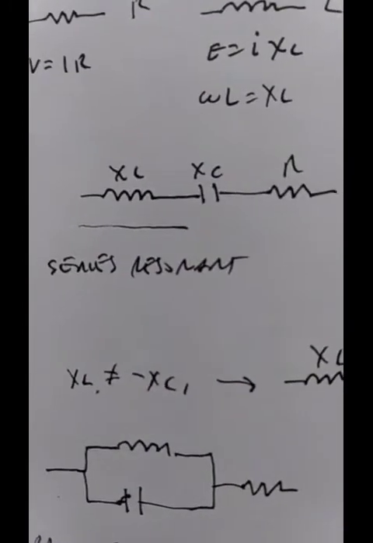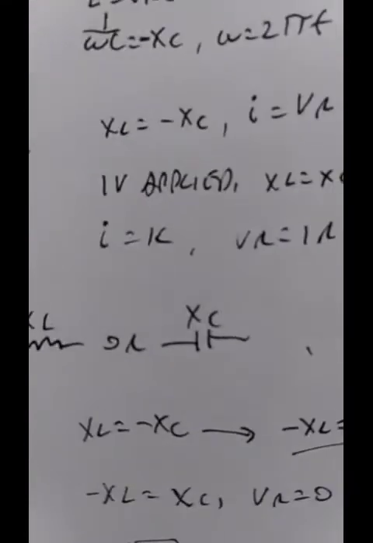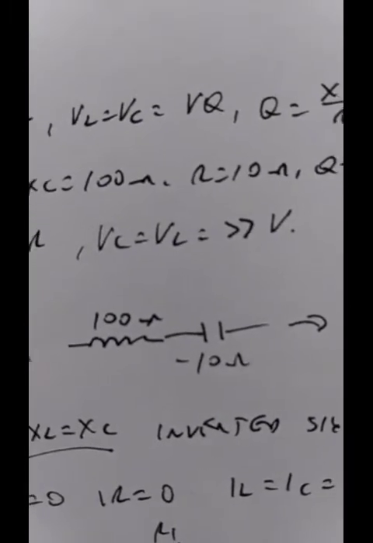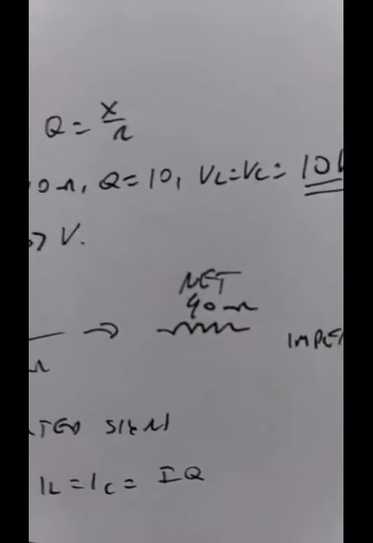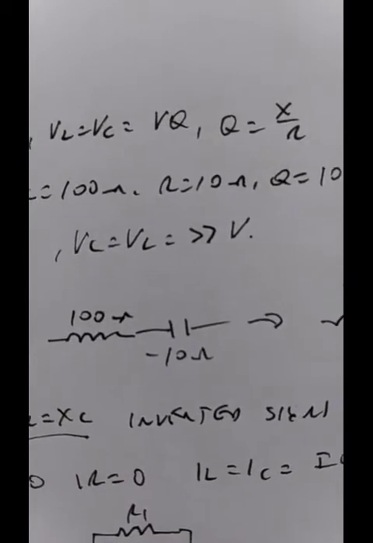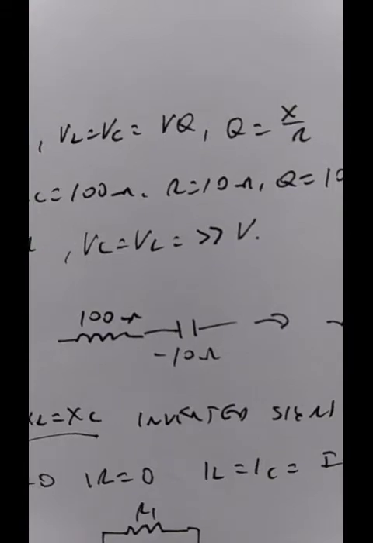When X of L is not equal to minus X sub C, then the series circuit, ignoring the resistor, is either net inductive X sub L or net capacitive X sub C. With a series circuit of 100 ohms inductive reactance and minus 10 capacitive, the circuit becomes a net 90. The 10 is subtracted from the 100. And it's not subtracted just because there's a minus sign there.